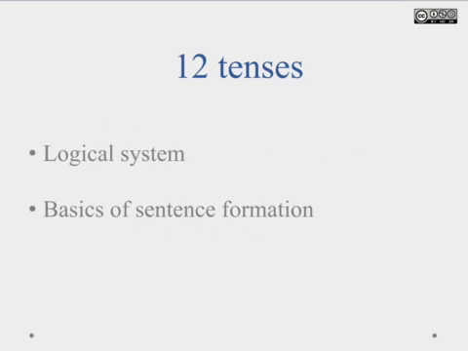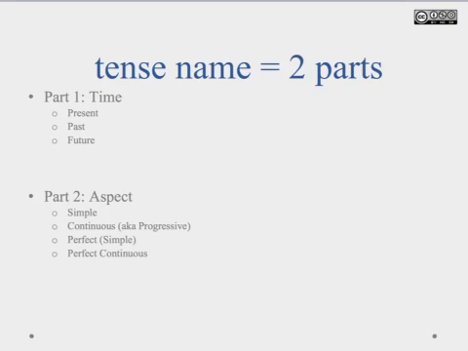The English system of tenses actually is very easy. It's quite a logical system. There's 12 tenses and that's that. It's also very important, and you need to know how it works, as it is the basis of sentence formation. Not knowing about tenses is not knowing how to draw up a decent sentence in English. The system is quite easy.